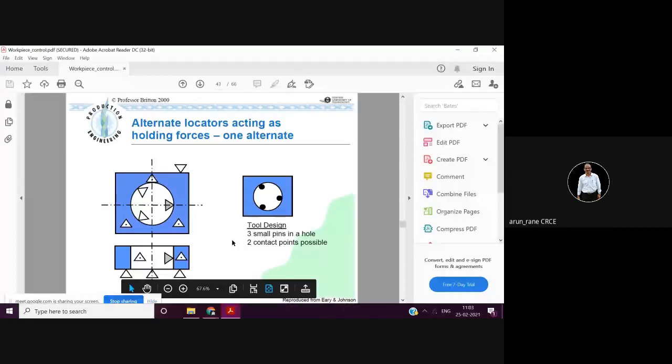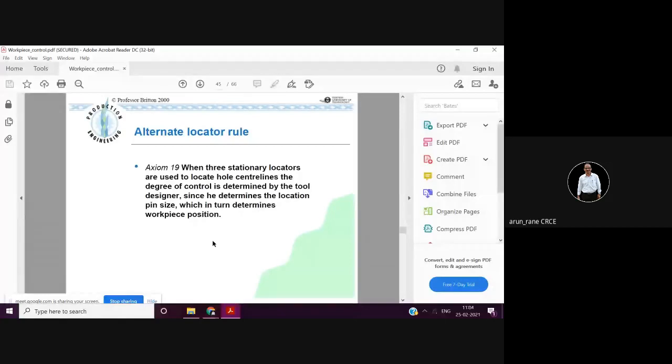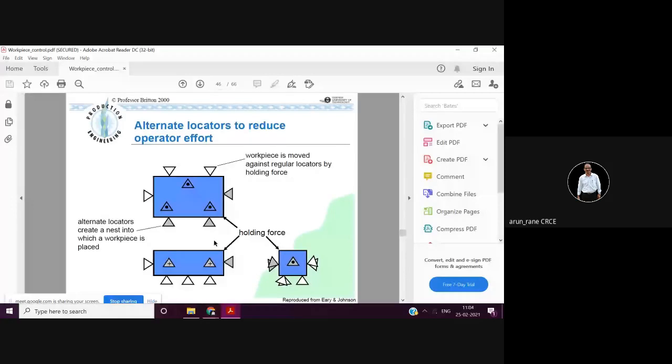Alternate locators are nothing but extra locators, you can say, or you can also call them redundant, which are not required but definitely help for holding. That is helpful for achieving good geometry control, and it will be helpful for giving good dimension control as well. So it is an additional locator, so it is always good.